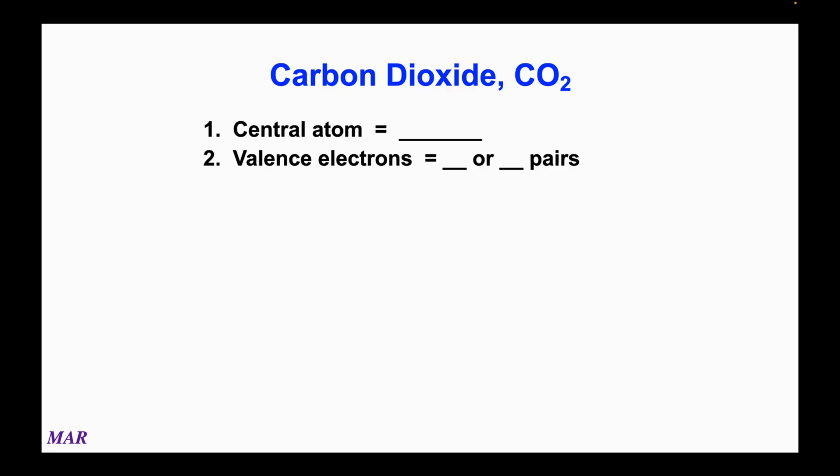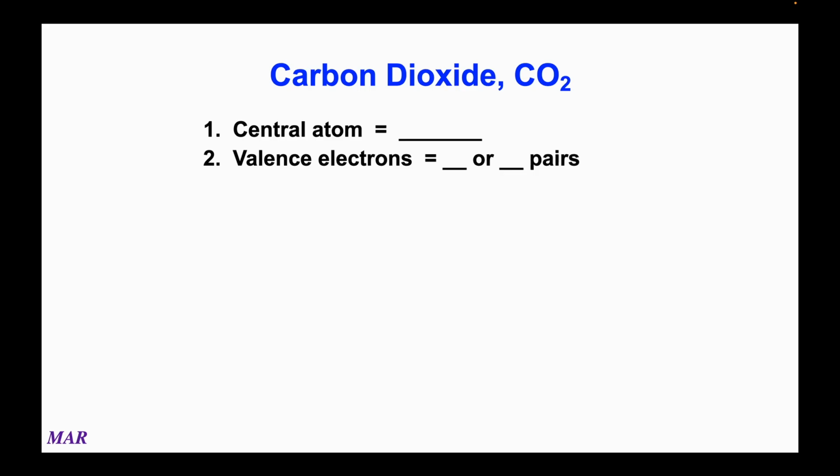Let's look at carbon dioxide. Now, in carbon dioxide, the central atom is almost always the first atom listed, and it certainly is never the atom which is more electronegative. Oxygen is definitely more electronegative than carbon.